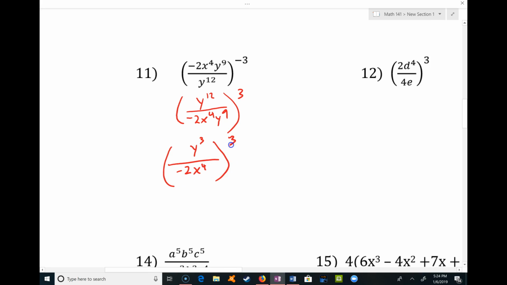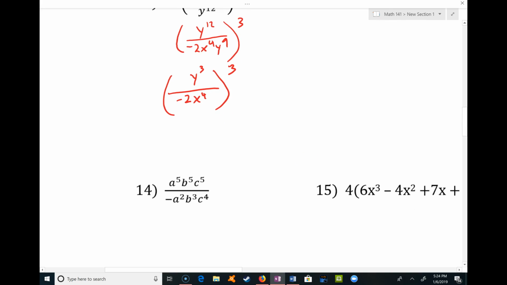We're still raising that to the 3rd power. Now I'm going to go ahead and apply the 3rd power. So that would be y to the 9th on top. And negative 2 to the 3rd power, that'd be negative 8. And x to the fourth to the third power, that'd be x to the 12th, because that's x to the fourth times x to the fourth times x to the fourth.